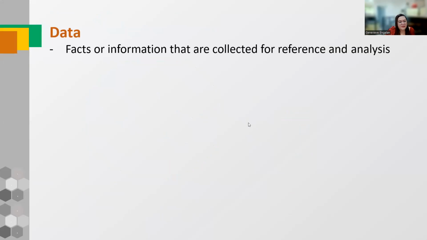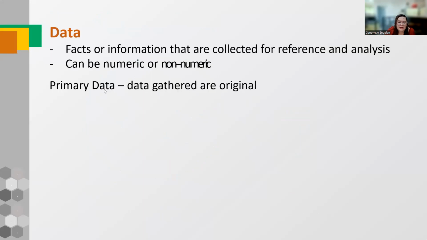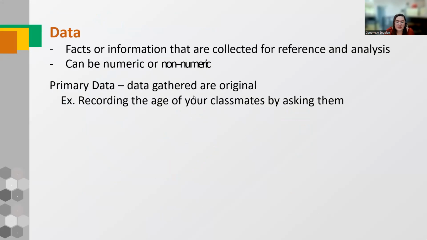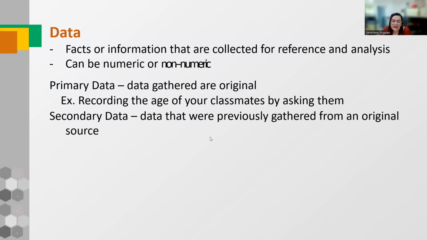Okay, data. Data are facts or information that are collected for reference and analysis. This can be numeric or non-numeric. So primary data is data gathered originally, meaning you yourself gathered the data. Example, you recorded the age of your classmates by asking them. That is primary data. So we have secondary data.